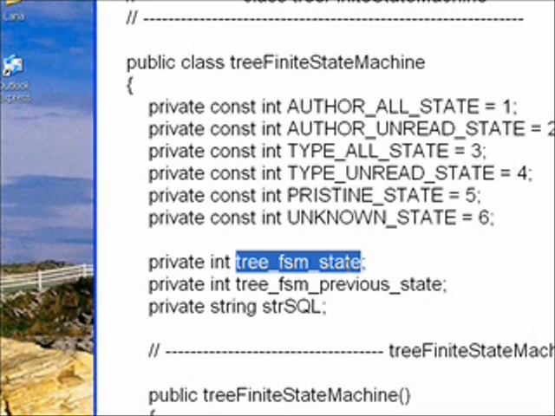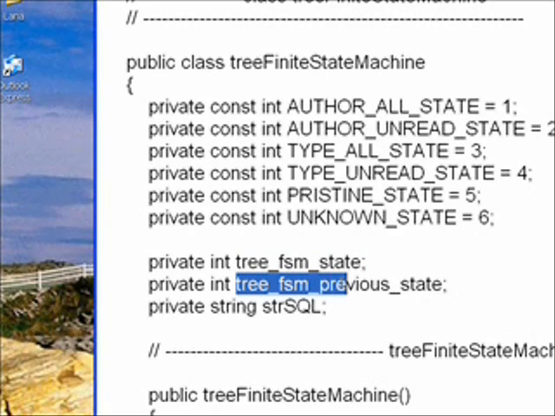But the point of the finite state machine is to take a complex problem and simplify it. That's the main function of the finite state machine. And then the other state variable is tree FSM previous state, which is the previous state for the state change, assuming there was a state change and it's not the same.